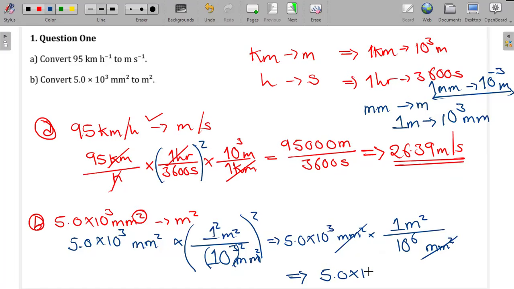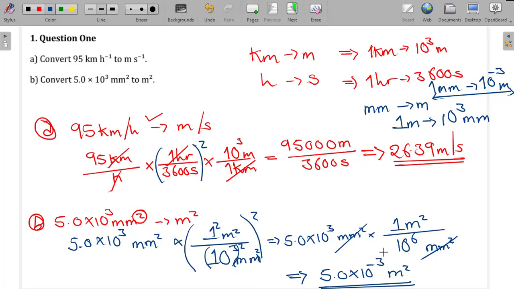5.0 times 10 to the power minus 3 square meters, of which this is justified because we said if you are converting into a bigger value from a smaller value, here it had a positive exponent showing that it is a smaller value, of which we've just converted it into a much bigger unit of measurement. So it's supposed to give us a much smaller value. Hence, we are getting a negative exponent in this particular case, and it justifies our answer.